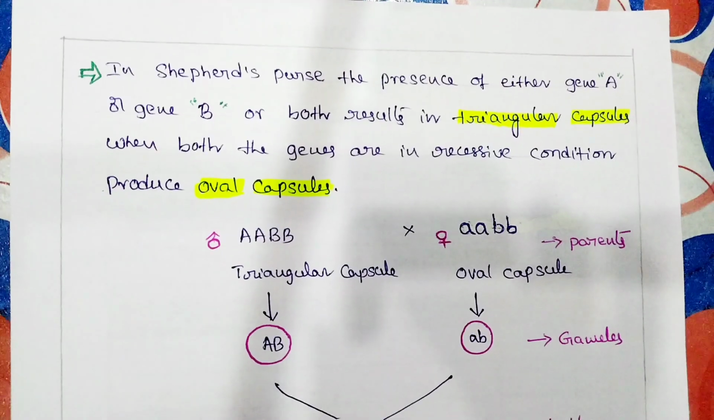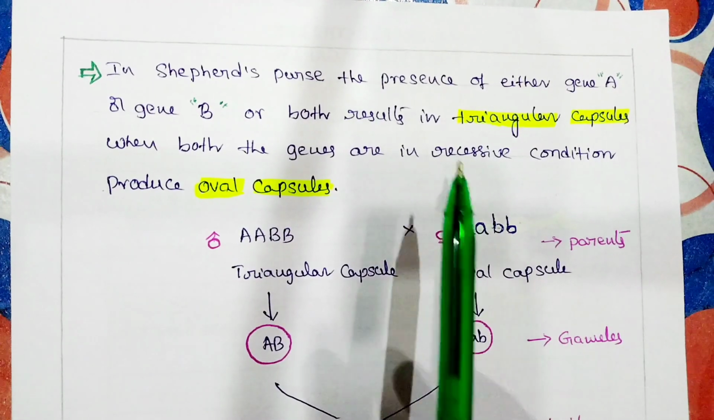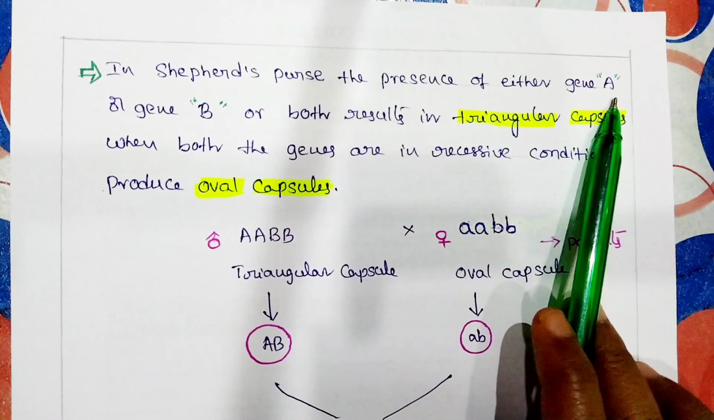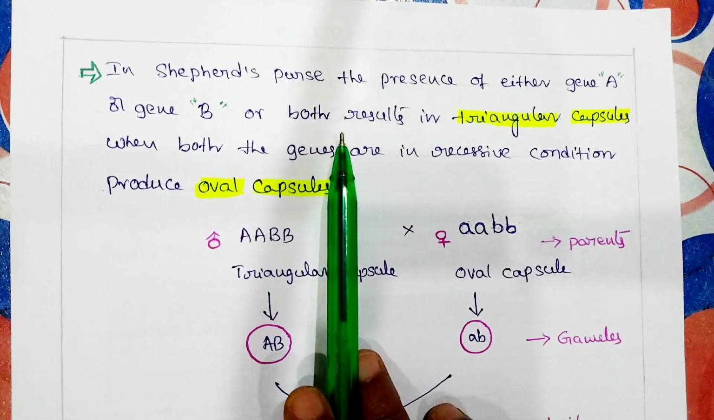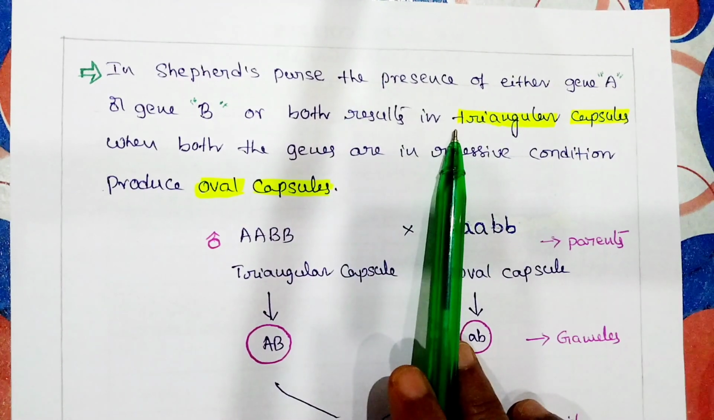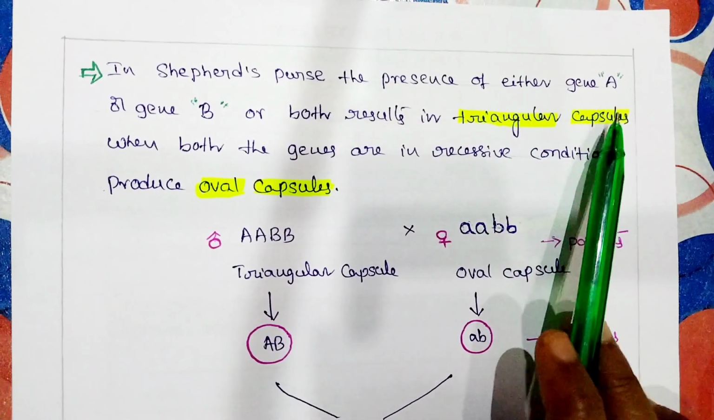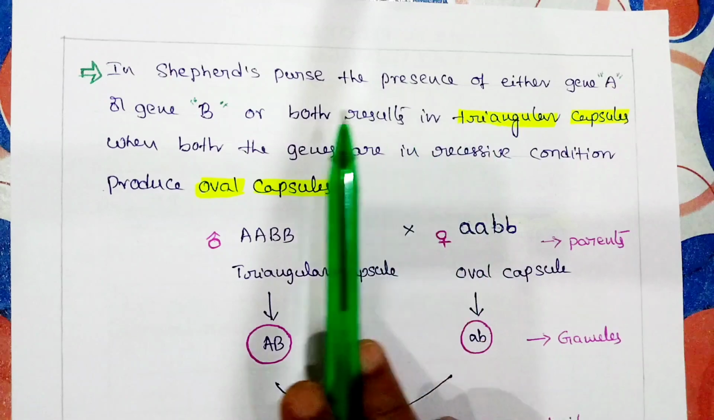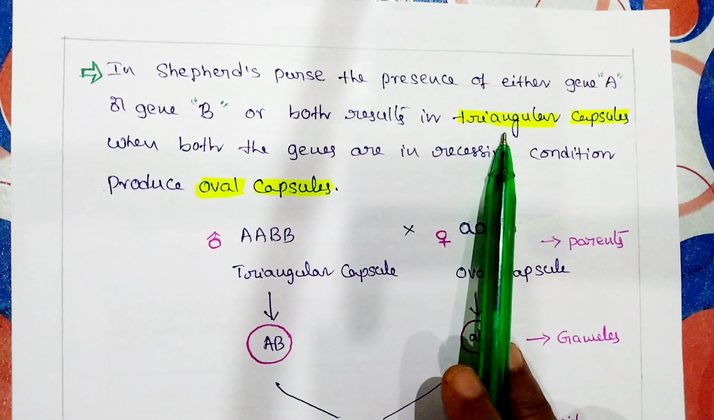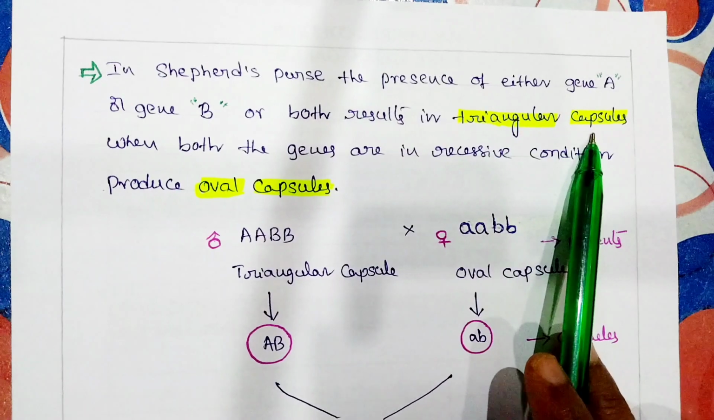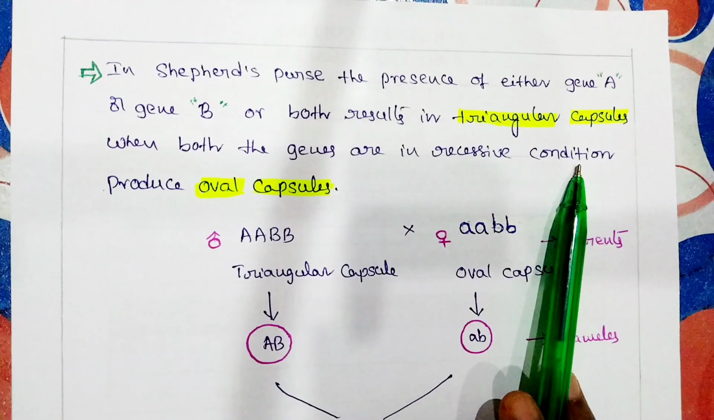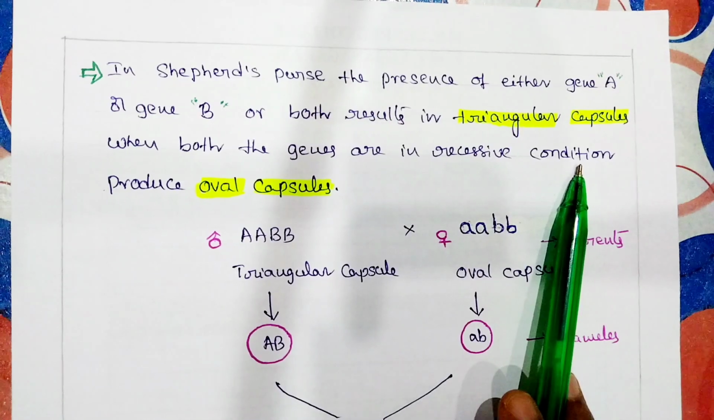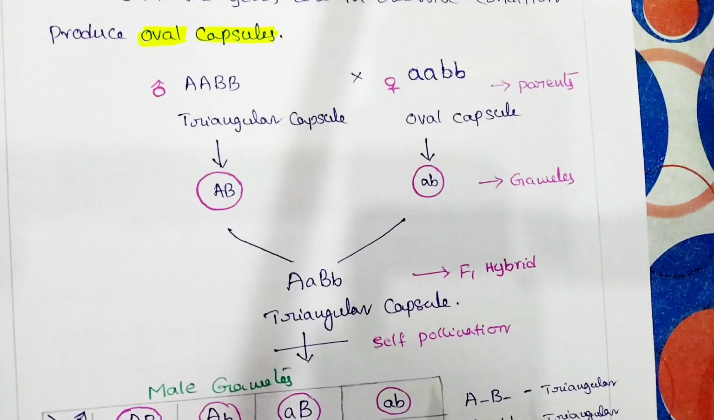In shepherd's purse, the presence of either gene A or gene B, or both together, results in triangular capsules. That means capital A gene produces triangular capsules, and capital B gene produces triangular capsules. Together they produce triangular capsules. When both genes are in recessive condition, small a, small b, they will produce oval capsules. So let's see the cross. Let's see the F1.